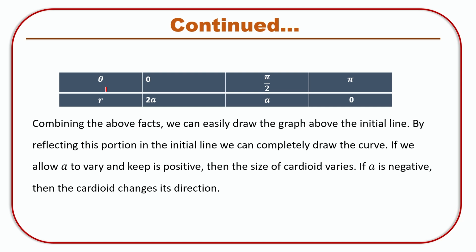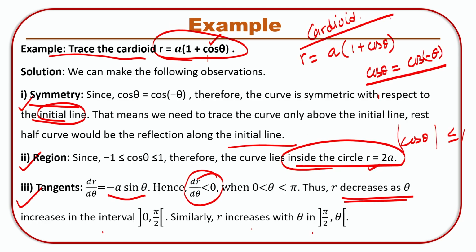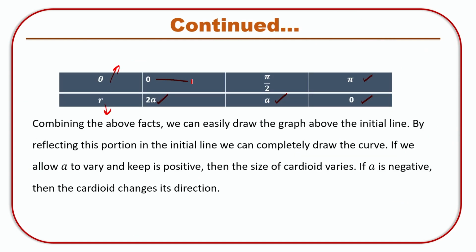Here, when theta is 0, r is equal to 2a; at pi by 2, it is equal to a; and at pi, it is equal to 0. We have seen that from 0 to pi by 2, r decreases as theta increases, and from pi by 2 to pi, r increases with theta. So combining these facts, we can easily draw the graph above the initial line, and by reflecting this portion in the initial line, we complete the graph.